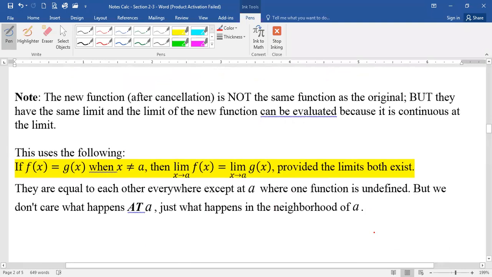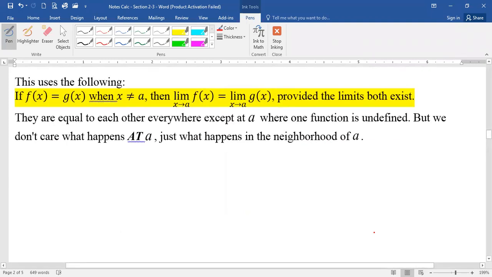Okay, now the new function, after we've canceled, is not the same as the original function, but they have the same limit. If we graphed the original function and we graphed this new function, they're not going to look the same. They're not the same function. However, they will have the same limit at that value. And so we can evaluate it doing it that way.